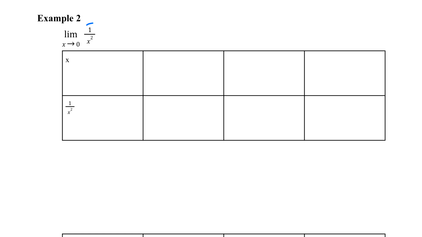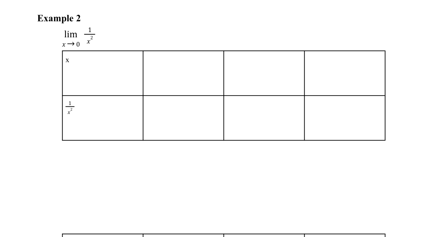So we're going to take the idea that we talked about in the last video of evaluating limits using tables to look at now a specific function rather than a generic mystery function. So I'd like to evaluate the limit as x approaches 0 of 1 over x squared.